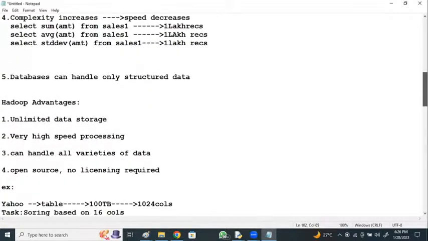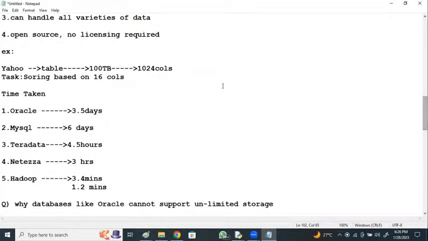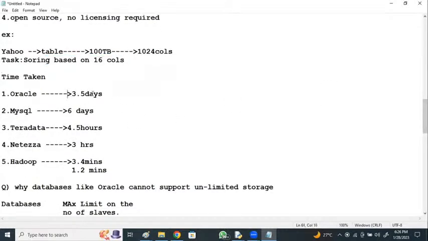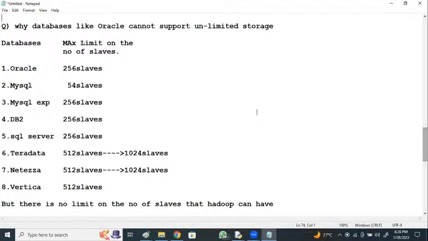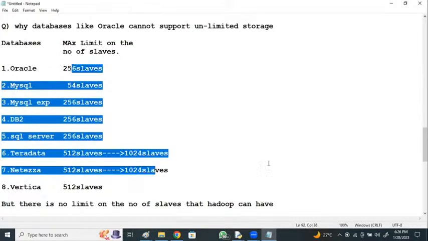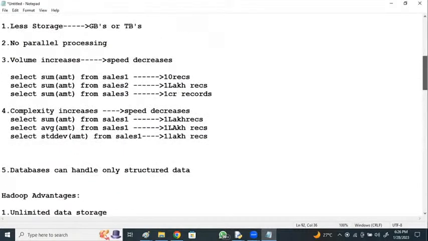Now see these advantages. Some tests were conducted by Yahoo to check the speed of these databases, where Hadoop has taken minutes of time, where the other things have taken days and hours. And databases like Oracle cannot support this because they have a limit on the number of slaves. Fine.